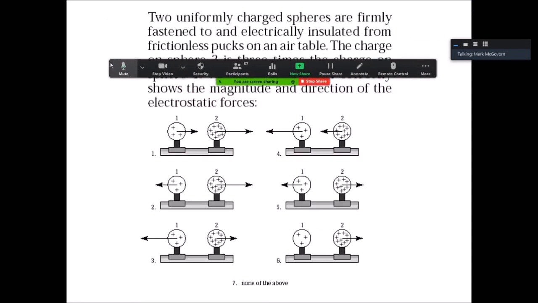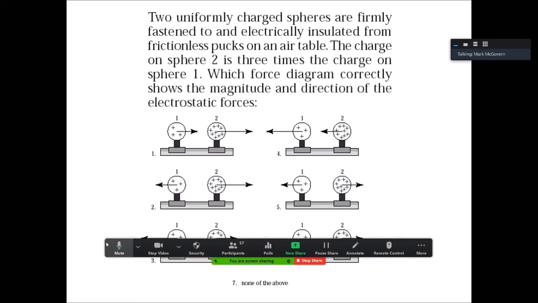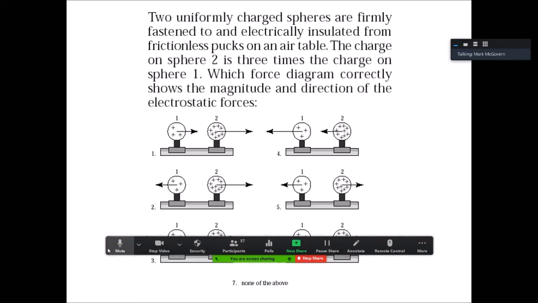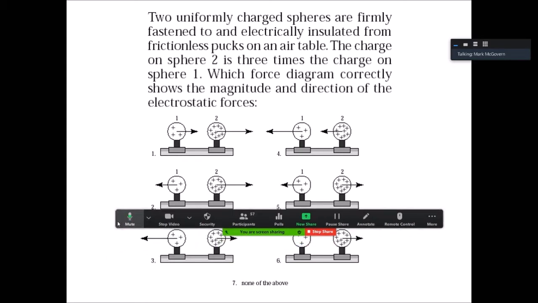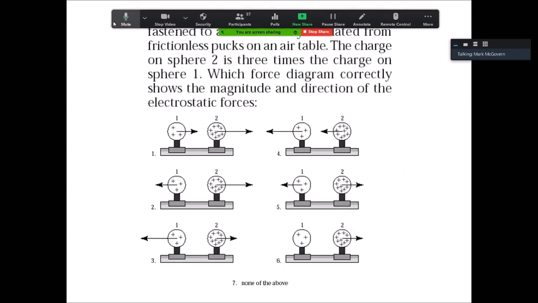Fantastic question here. Two uniformly charged spheres are firmly fastened to and electrically insulated from frictionless pucks on an air table. So basically, we've got these two spheres, they're charged, and they can freely move back and forth without any friction. The charge on sphere 2 is 3 times the charge on sphere 1. Which force diagram correctly shows the magnitude and direction of the electrostatic forces? I'm going to give you a good minute to think about this one because there's a lot of information here.